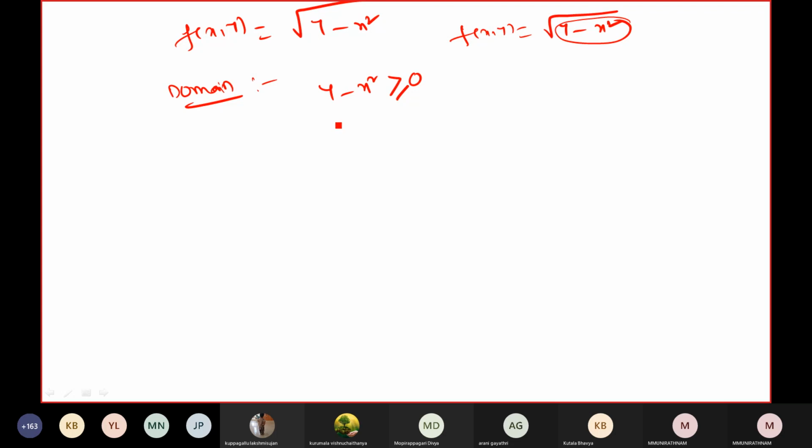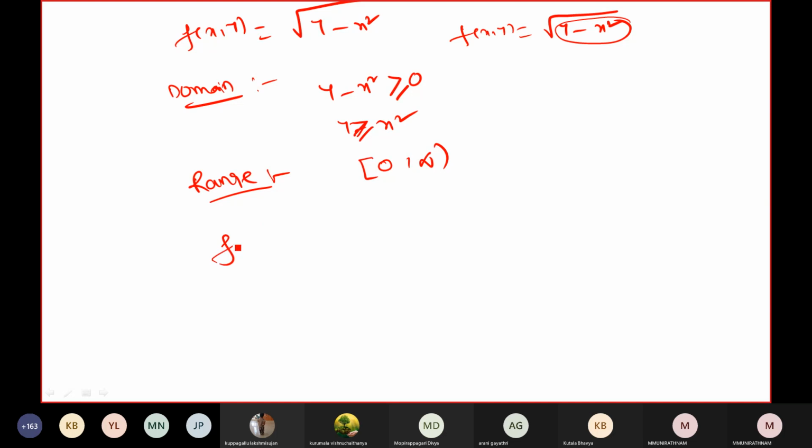So y minus x square, y greater than or equal to x square. Okay? Now what is the range? Anyone? 0 to infinity because of the root. Okay?